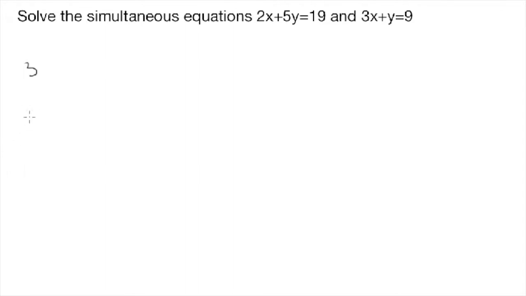I don't want to work in black, so I'll use blue. Let me try that again. Alright, so 3x plus y equals 9. Times that all by 5.